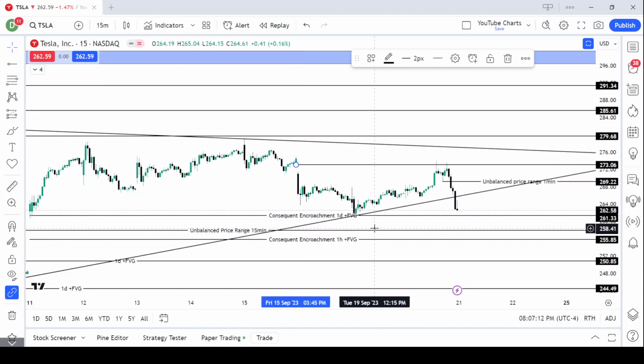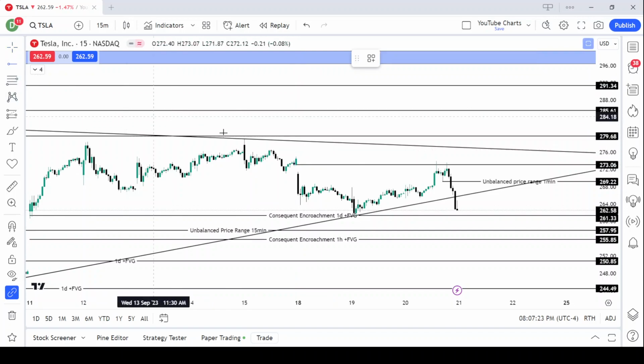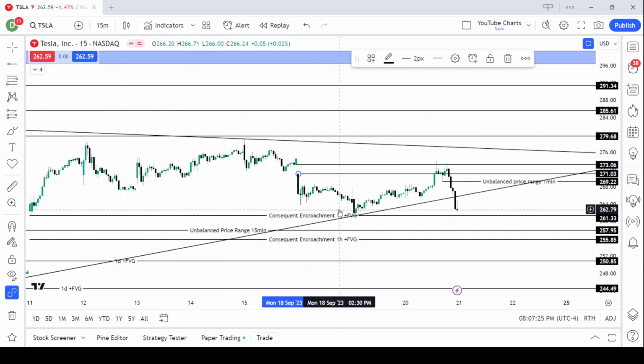Okay, right here. Look at that. Hit it by the wick. Came back and hit it by the wick again. Okay, we said we don't care if it comes up to this gap. We're going to target the imbalance. And this is why we do that.